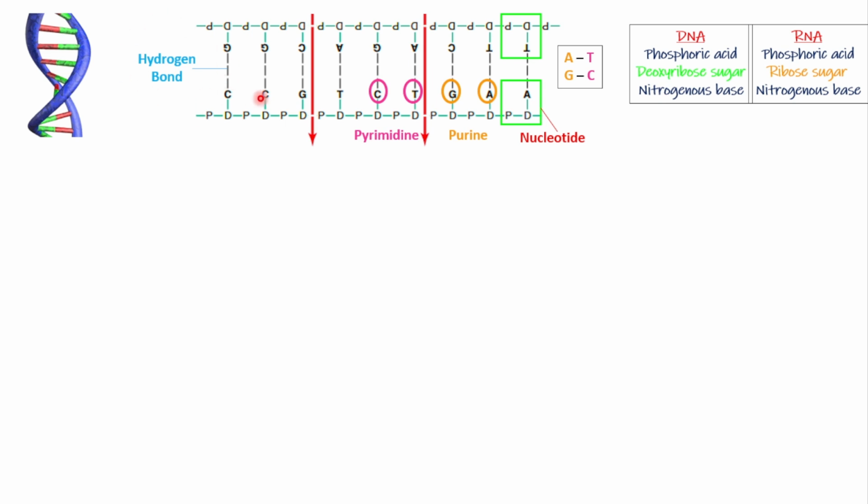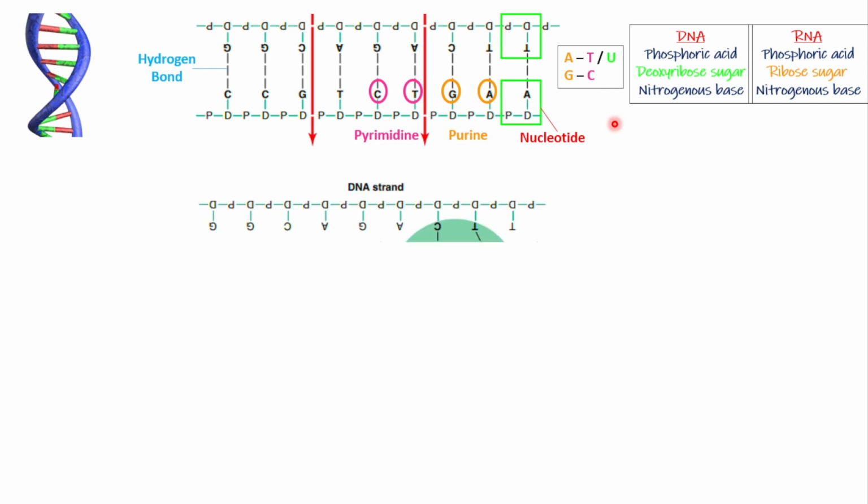Now I just mentioned that there is a difference between the nitrogenous bases of RNA and DNA. What exactly is the difference? In the case of RNA, the three bases adenine, guanine, and cytosine are present, but instead of thymine, RNA has uracil, denoted by the letter U. So this is the double helical structure of the DNA.